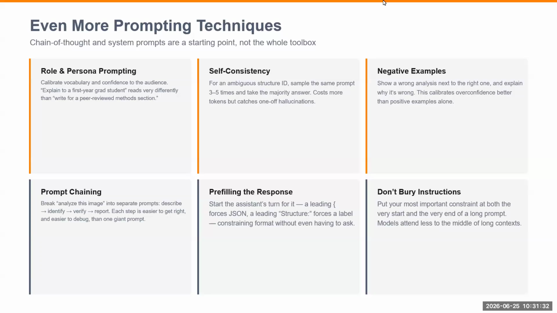And then we can do prompt chaining. So basically we can say, analyze the image in separate prompts. We can do it like in a chain loop or something. So describe, identify, verify, report. Each step is basically easier for the large language model to get right. So you're not just throwing all of it at once at the large language model. It's able to go step by step.